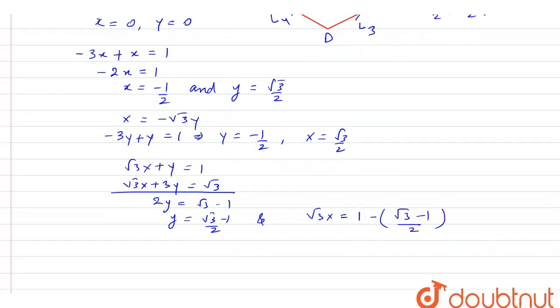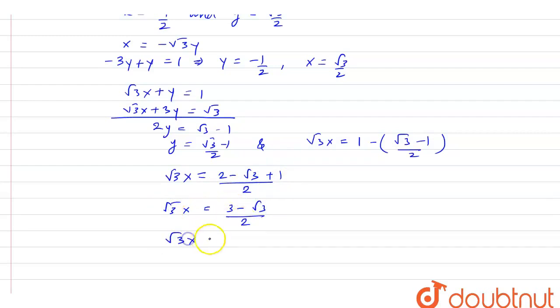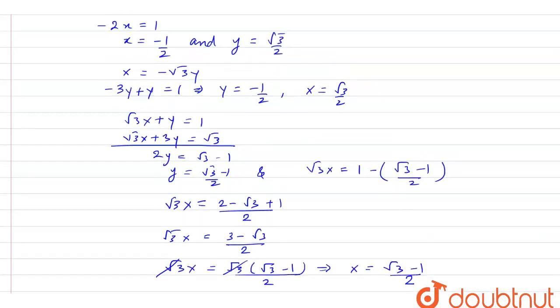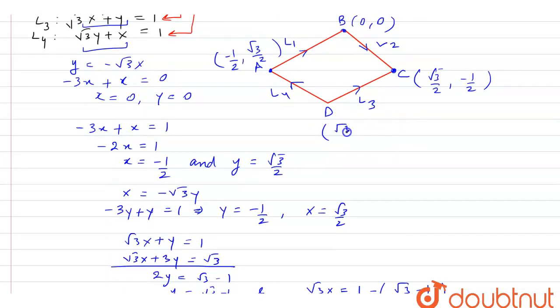If you solve it further, you will get root 3x equals to 2 minus root 3 plus 1 by 2. So finally we have root 3x as 3 minus root 3 by 2. If we take root 3 common, we have root 3 times root 3 minus 1 by 2, and root 3 will get cancelled out and the value of x will be root 3 minus 1 by 2. So the coordinates of D are root 3 minus 1 by 2 and root 3 minus 1 by 2.